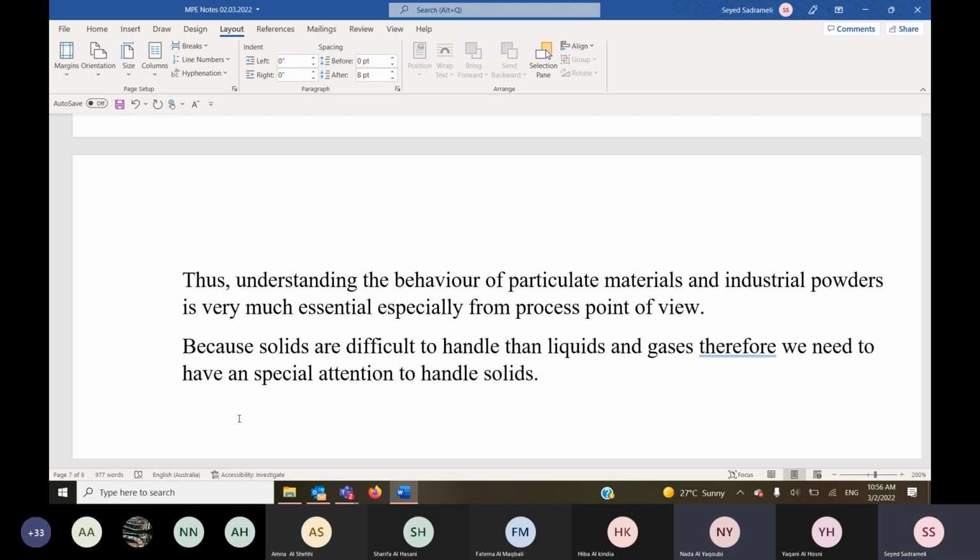Okay, so let's look at some of the characteristics of the particles. Do you have any questions so far? No, doctor, thank you. Okay.